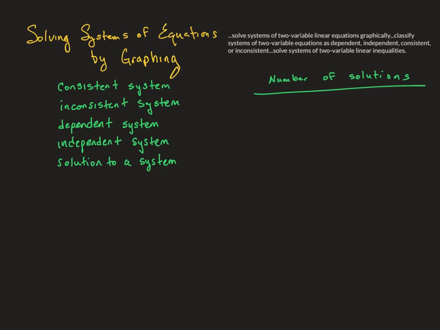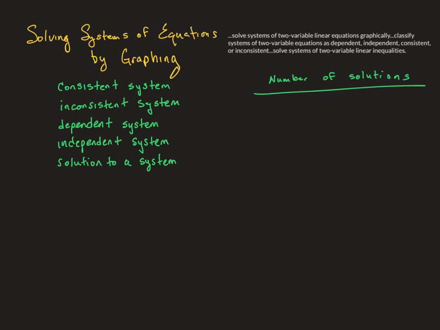We're looking at students being able to solve systems of two-variable linear equations graphically, classify systems of two-variable equations as dependent, independent, consistent, or inconsistent, and then of course solve systems of two-variable linear inequalities. Okay, two-variable, that means you're looking at what we would normally associate to two variables of x and y in an equation of a line. So that's what we're going to be working on, these systems.